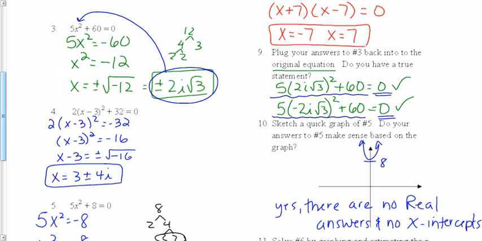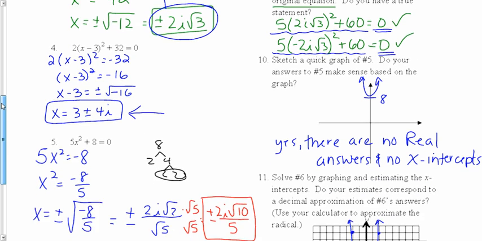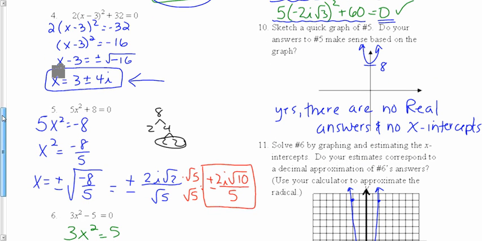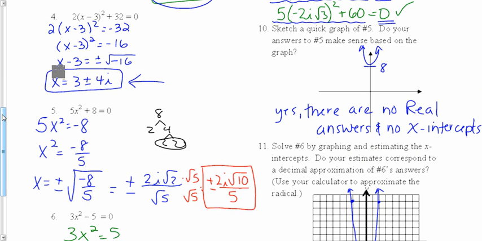In number 4, I solved by square roots, and I got 3 plus or minus 4i. Number 10 says sketch a quick graph of number 5. Oops, I'm jumping down here. So let's look at number 5. Number 5 also had two imaginaries. It was plus or minus 2i square root of 10 over 5.